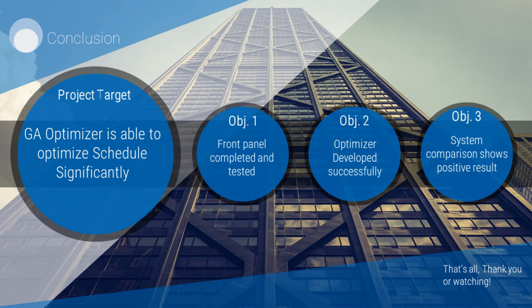So, in conclusion, GA optimizer is able to optimize a schedule significantly. The first objective of this project is achieved by developing the front panel. Next, the second objective of this project is achieved by completing the GA optimizer and scheduler. Then, the last objective of this project is achieved by making analysis and comparison between the original schedule and the optimized one. By completing all of the project objectives, I have successfully developed a schedule optimizer.